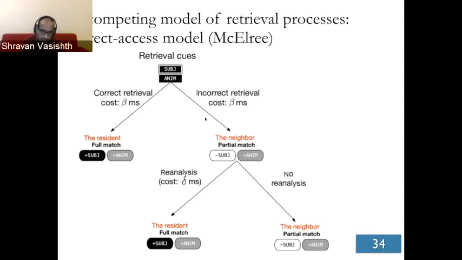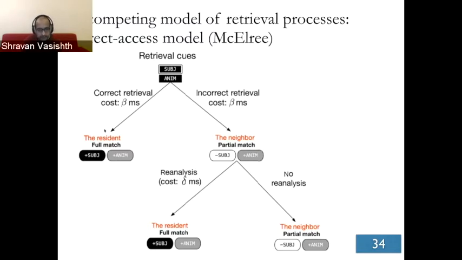So in the McElree direct access model, you will either retrieve the correct thing or you will retrieve the distractor. If you retrieve the distractor, you make the incorrect retrieval, you will make an attempt to re-retrieve the subject. So that's what we call a reanalysis here, right? And that reanalysis will cost you some extra time, let's say delta milliseconds. Yeah? And so it's possible that you succeed in retrieving the subject in the reanalysis step, or you fail entirely and you don't retrieve anything at all.